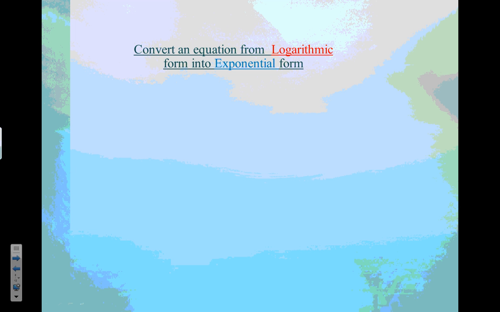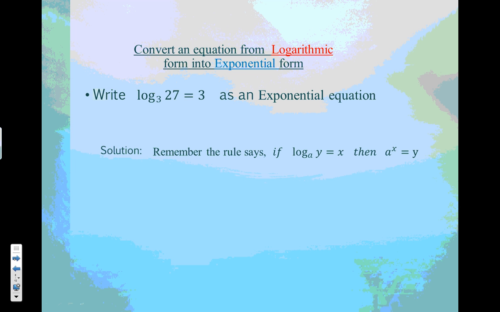Let's do this conversion from logarithmic form into exponential form for this example. Log base 3 of 27 equal to 3. Go back to the formula. It says log base a of y equal to x if and only if a to the x is equal to y. So we have log base 3 of 27 equal to 3. Let me use green for this 3, and let me use blue for this 3 so you can see it clearly. How do we convert it?